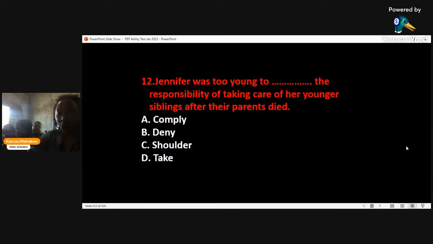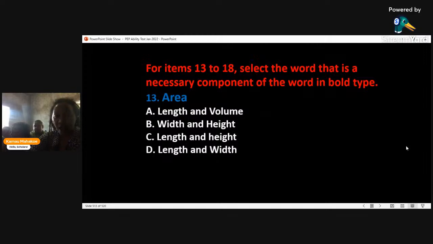So Jennifer was too young to dash the responsibility of taking care of her younger siblings after their parents died. To take the responsibility. To shoulder the responsibility. Yep, like you shoulder responsibility. That's how we say it. You shoulder the responsibility. You wouldn't say too young to take the responsibility. You don't take responsibility like that. Oh, you shoulder responsibility. All right.